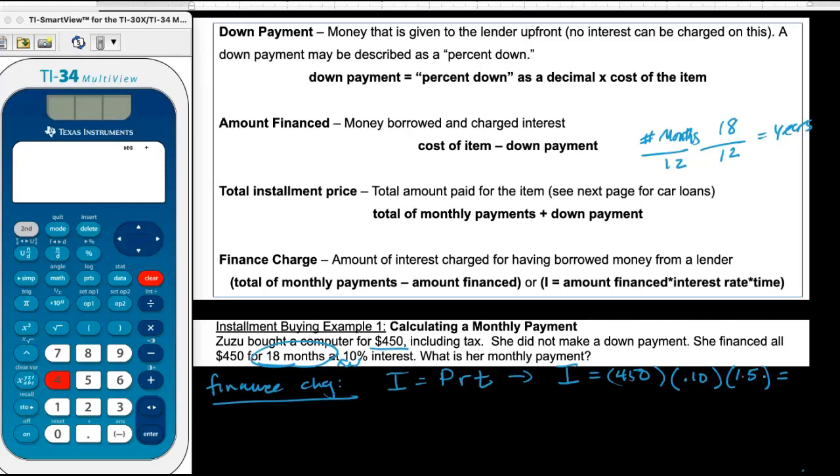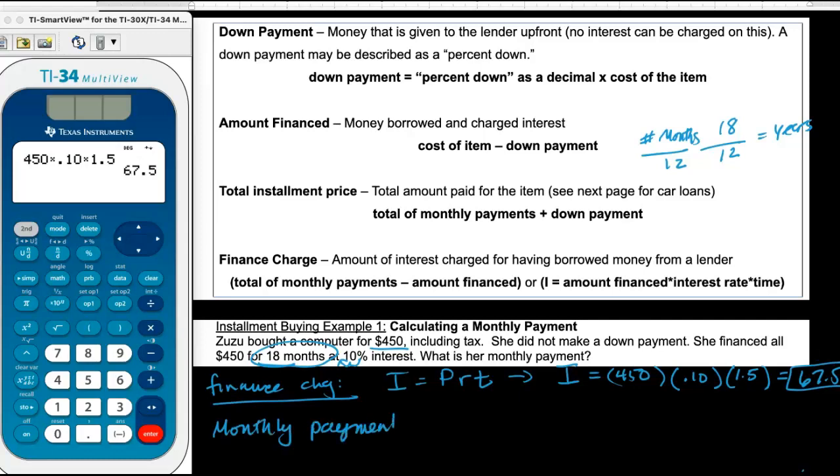If we multiply that all out, 450 times 0.10 times 1.5 gives us $67.50. That's the amount of money that the bank charges Zuzu on top of the $450 in exchange for loaning her money.